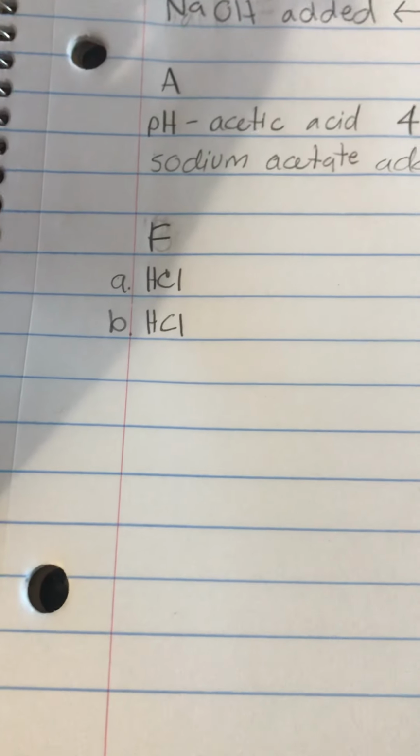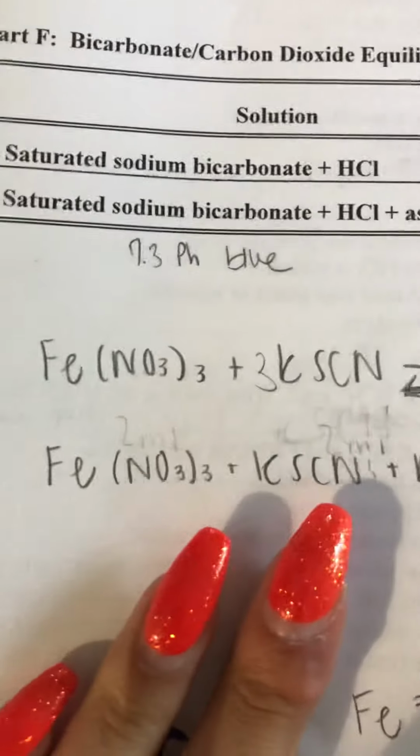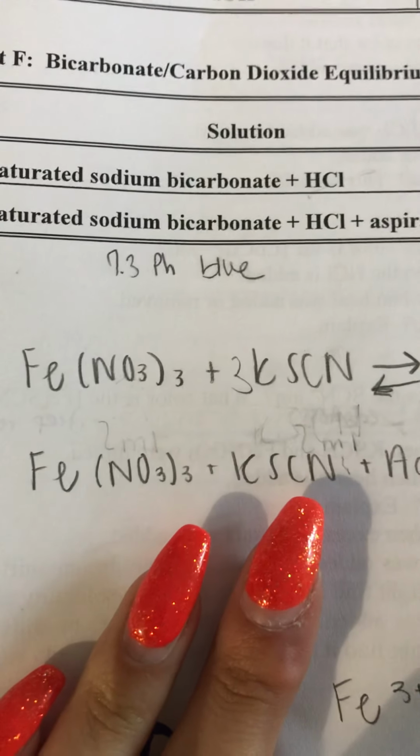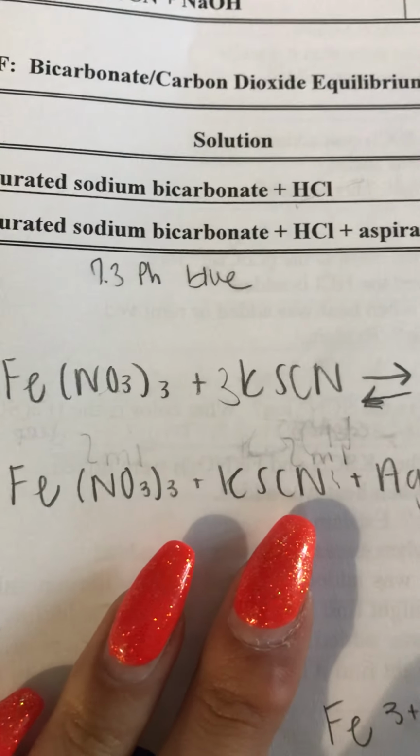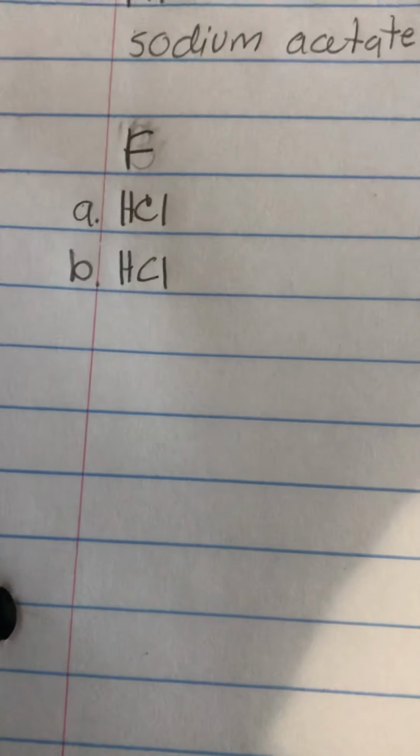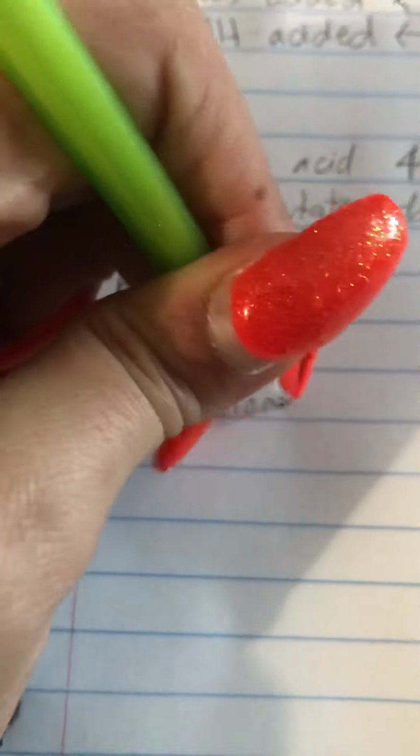The indicator color change turned blue because HCl was removed. And if the pH is more than 7.3, it turns blue. So when it did turn blue, it indicated that the solution became more basic, causing the indicator to turn blue.